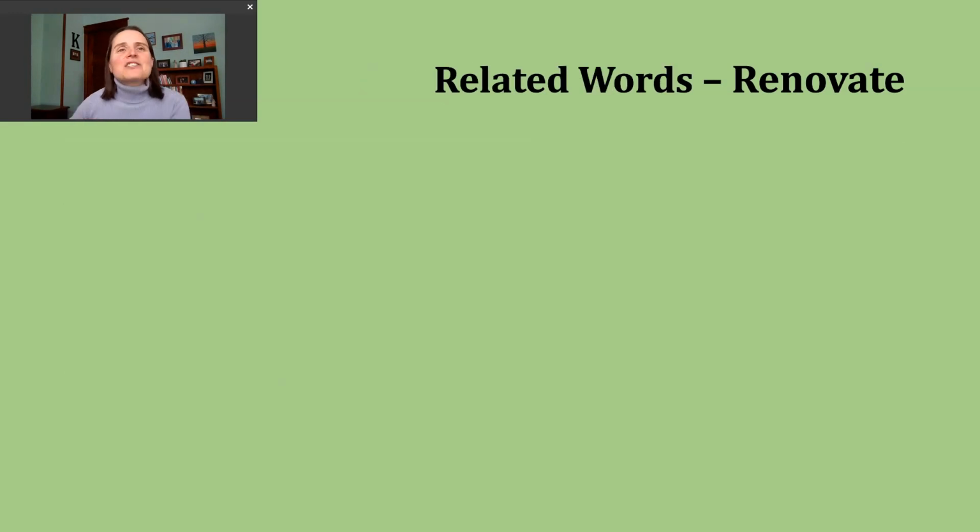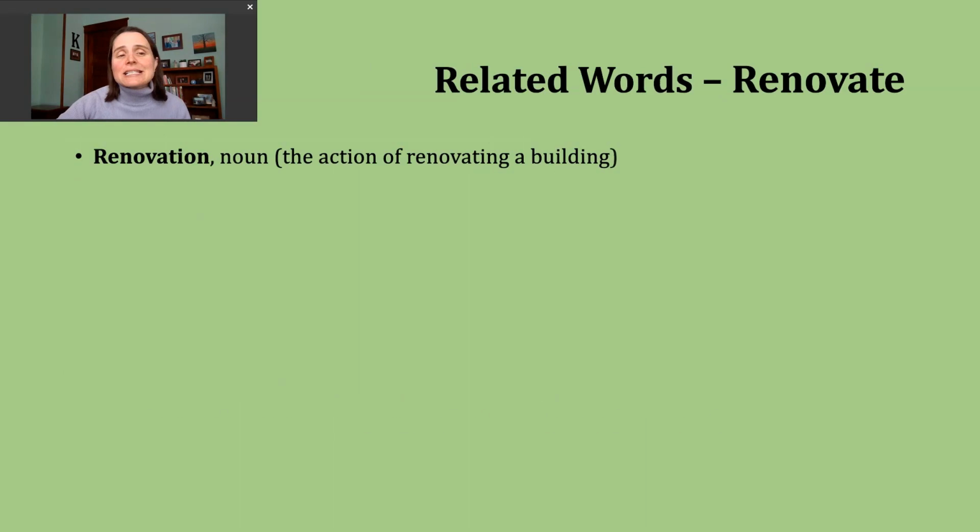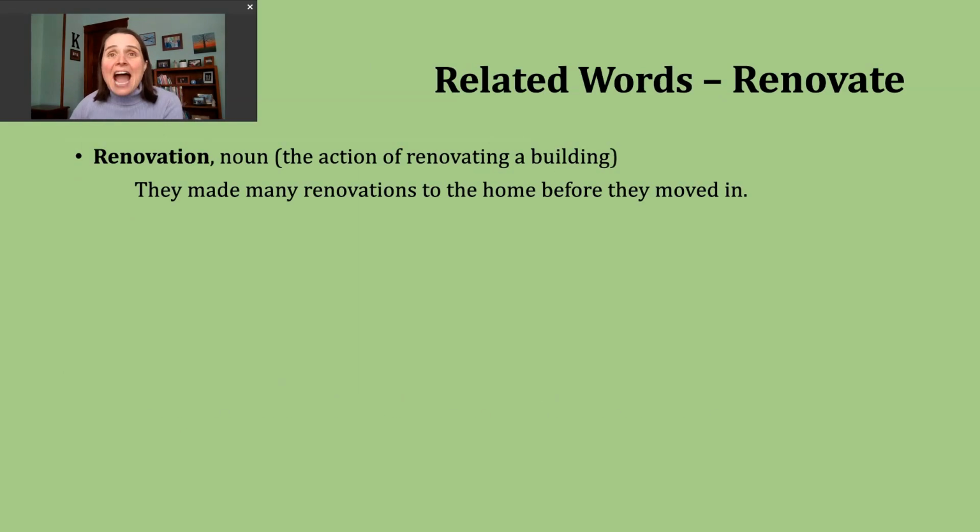Now let's move on and talk about a couple related words for our verb renovate. The first word we're going to discuss today is the noun, renovation. This T-I-O-N ending is very common in English, and many times we add it to the end of verbs and we change the verb into a noun. So this becomes the action of. So here, the action of renovating a building.